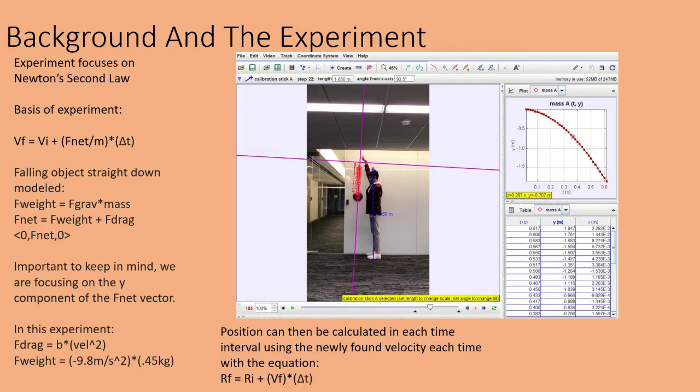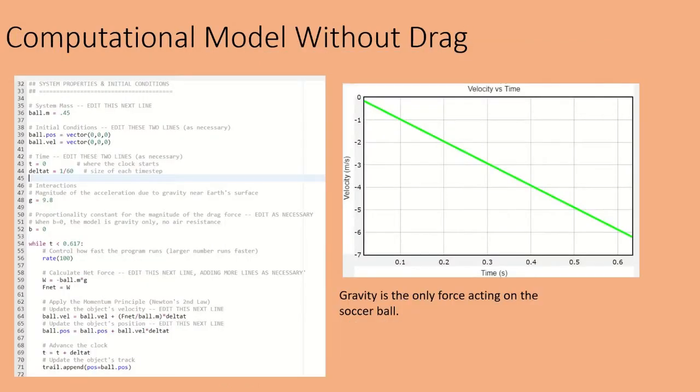In our experiment, the force of drag is equal to the coefficient of drag times velocity squared. And our force of the weight will just be gravity times the mass. In this case, it's 0.45 kilograms. After that, every time we get a Vf, we can put it into the equation rf equals ri plus vf times delta t to calculate the new position. We already know how to do this. This is nothing new.